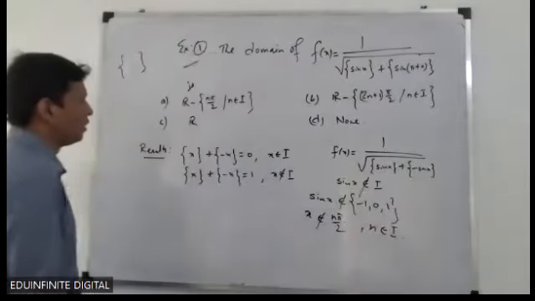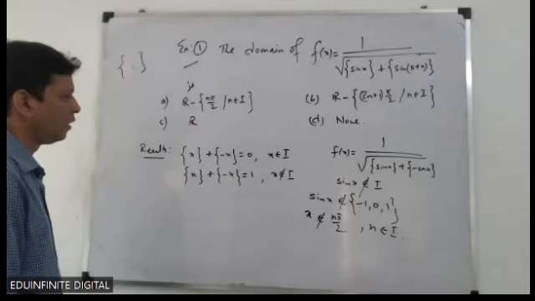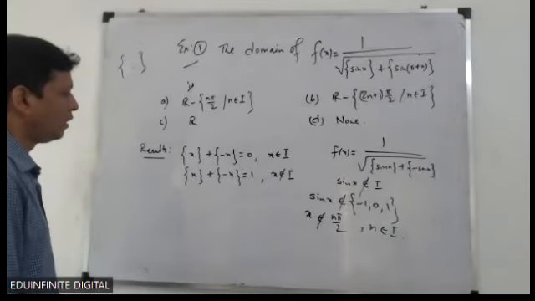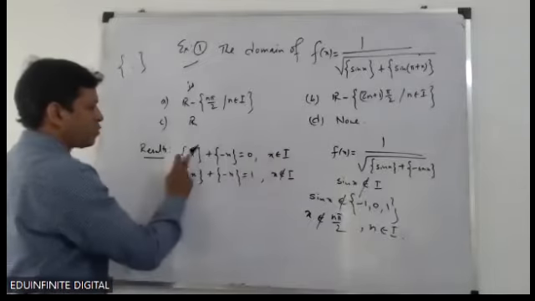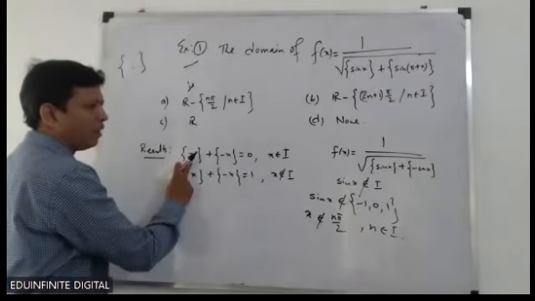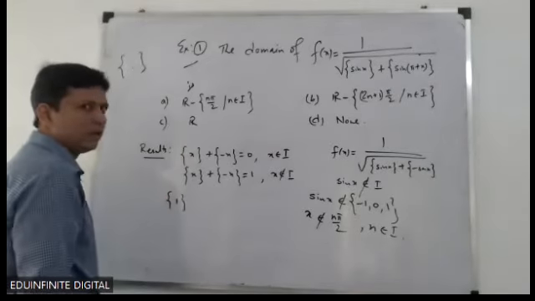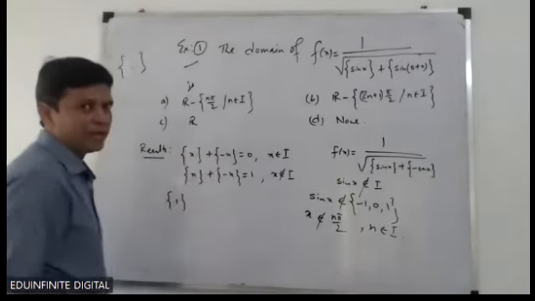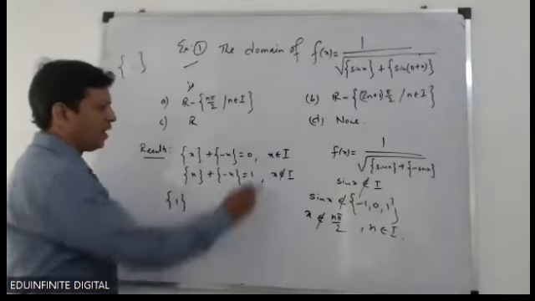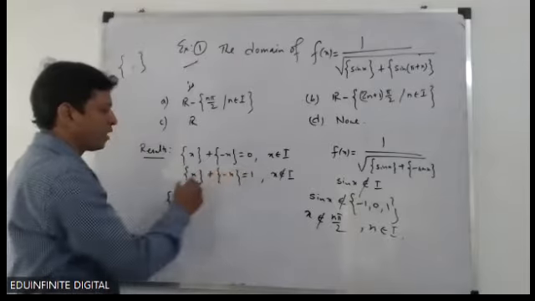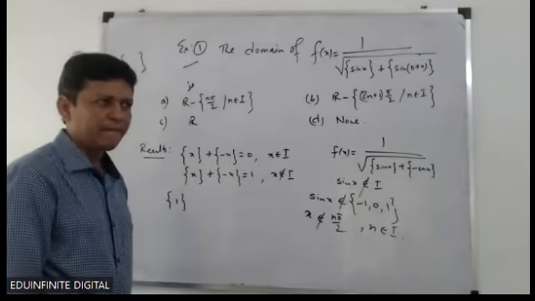Sir, can you please explain once how fractional part of x plus fractional part of minus x equals 0 when x is an integer and 1 when it is not? When it is an integer, what is the fractional part of 1? 0. What is the fractional part of minus 1? So its sum will be 0 when it is an integer. And if it does not belong to the integers, then it will be 1. Okay?